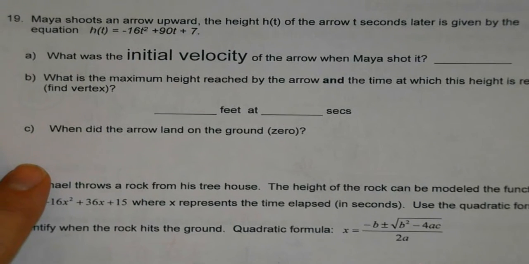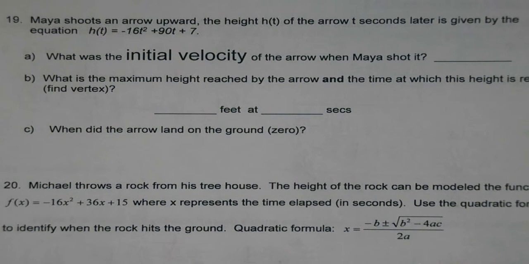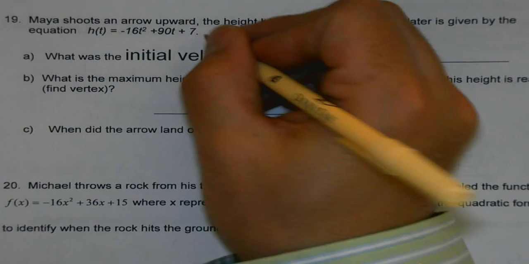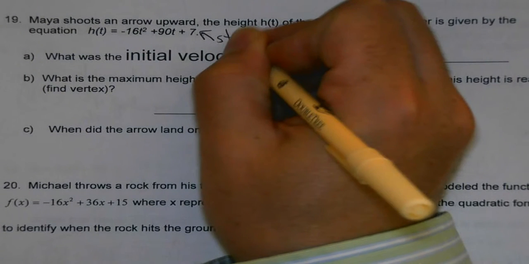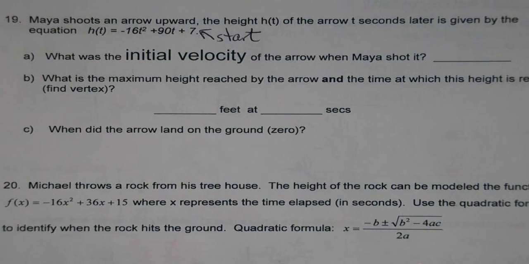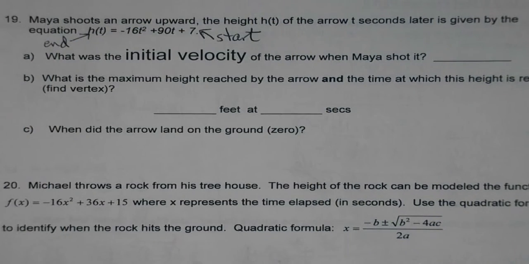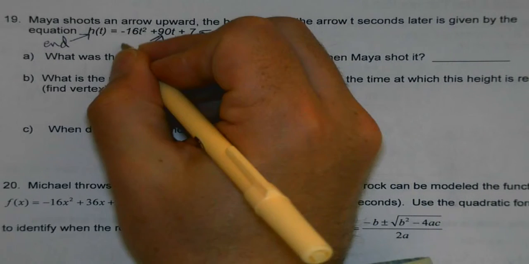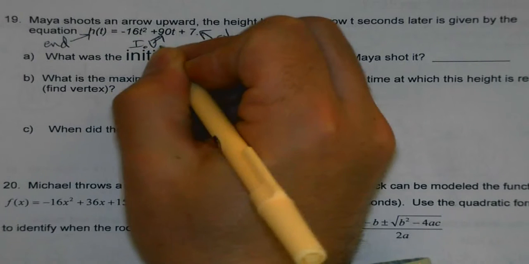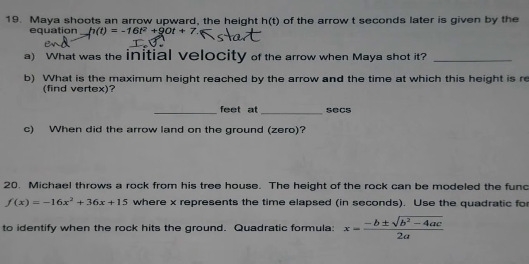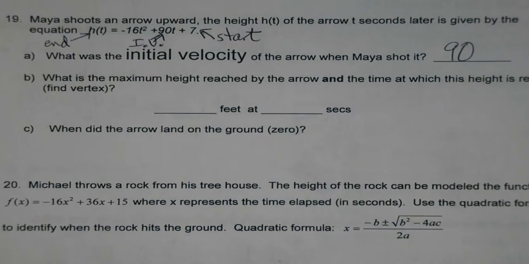More applications. Maya. She's shooting an arrow upward. The height of the arrow 2 seconds later is given by this equation. What is the initial velocity? Reminder. Okay. When we're doing these, this is where we start. This is where we end. And this is my initial velocity, not the IV. We are not in the hospital currently. So I don't have to do any calculating even for part A. Initial velocity is just the number in front of t. Good.